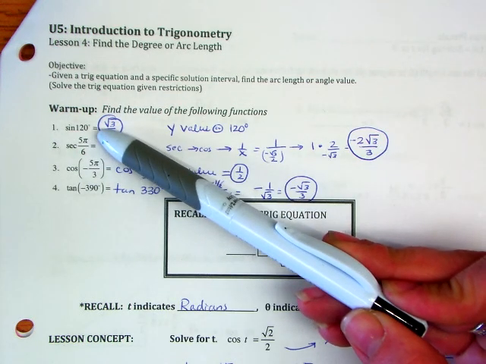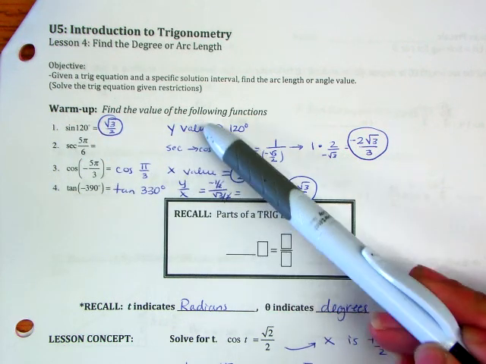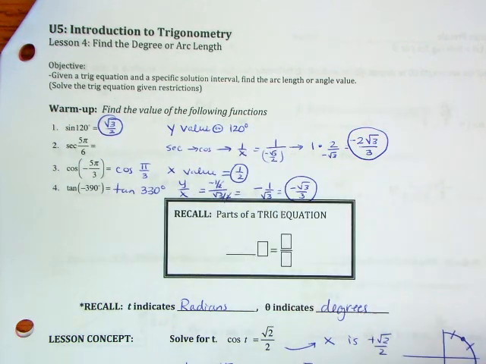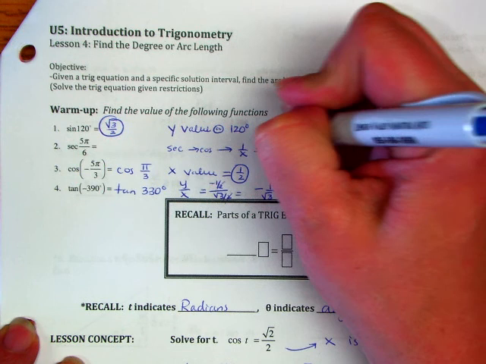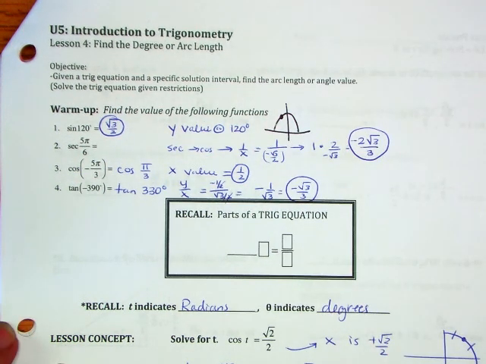If we look at the first example, the sine of 120 means we're going to first find the y value at 120 degrees. So with a quick sketch, 120 degrees is going to put us up here in quadrant 2. The y value is a whole lot of y in the positive direction, which results in root 3 over 2.